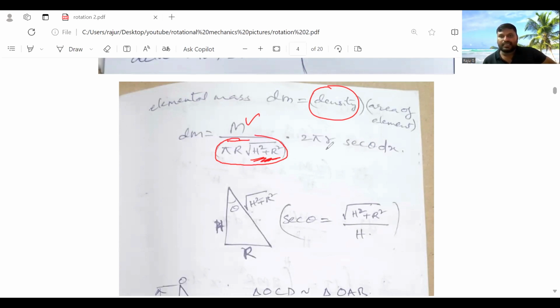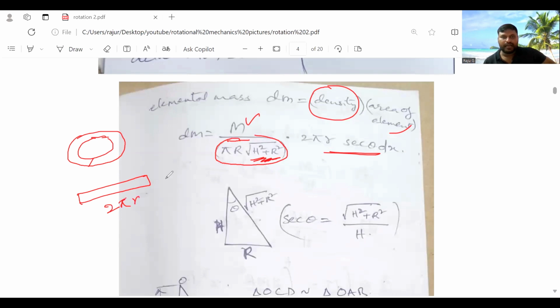Now, 2 pi r secant theta dx is the area of the element. The element is in a ring form. It looks like this, a ring. Then if you cut it and place it on the table, it looks like a rectangle whose length is 2 pi r and whose width is secant theta dx. Therefore, 2 pi r secant theta dx is the area of the element.